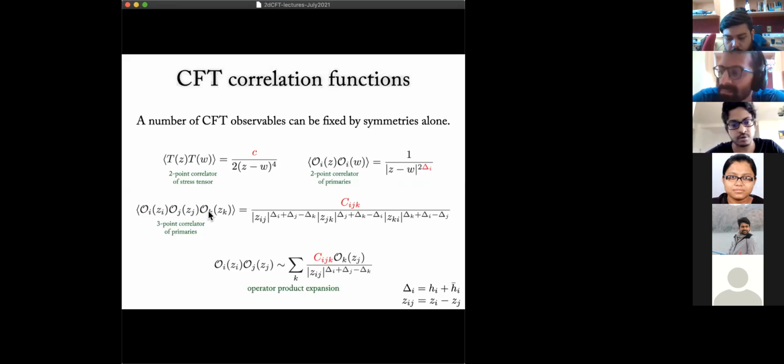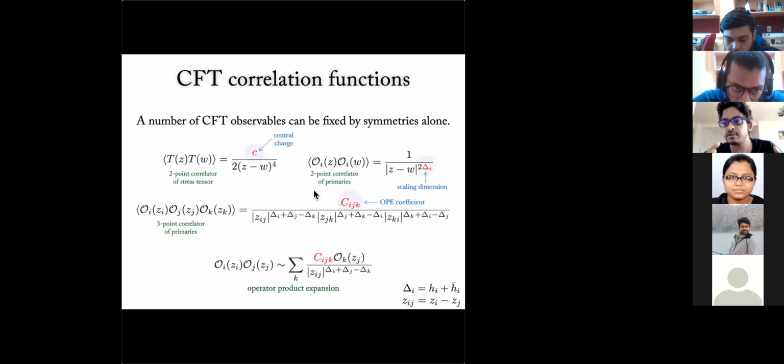And you can also fix what the 3-point function of 3 primary operators is going to be, and it takes this form. The position dependence is completely fixed by conformal symmetries, but there is an overall proportionality constant that depends on these 3 operators. And this is nothing but the OPE coefficient. If you have 2 operators, bring them close to each other, you can write it as a linear combination of other operators, and the coefficients that enter this linear combination are the OPE coefficients, and that's the number that appears over here. So these formulas are universal up to these numbers.